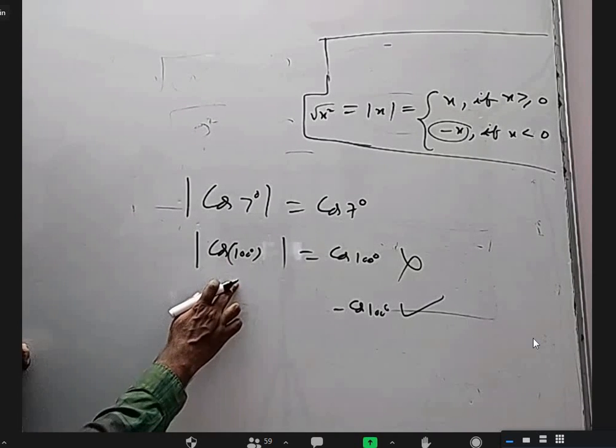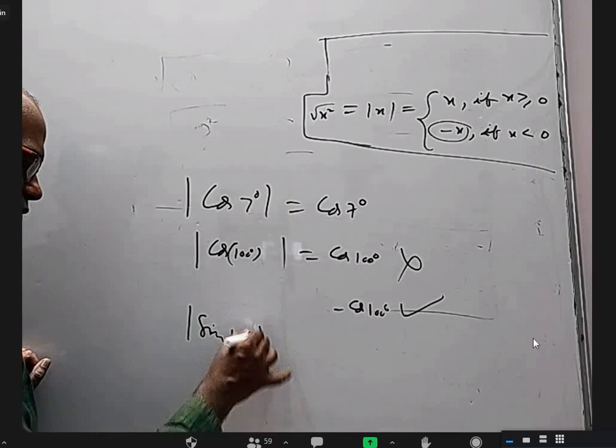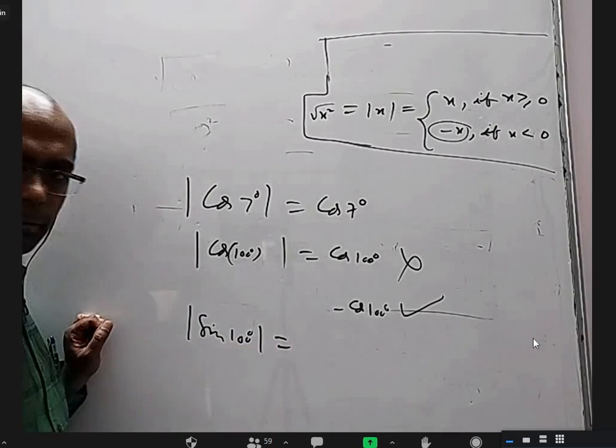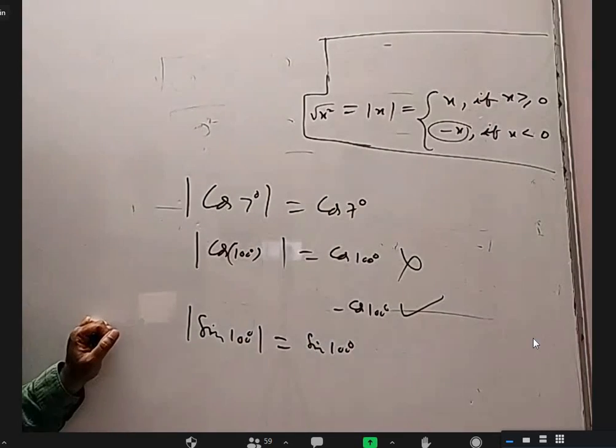In the second quadrant, 100 degrees, cos 100 degrees is negative. What will mod sine 100 degrees be? Positive, sir. Plus sign. So sine 100 degrees only. Okay, I don't have to worry.